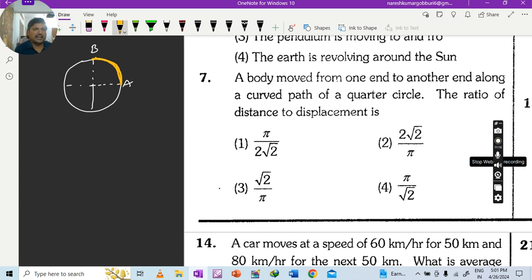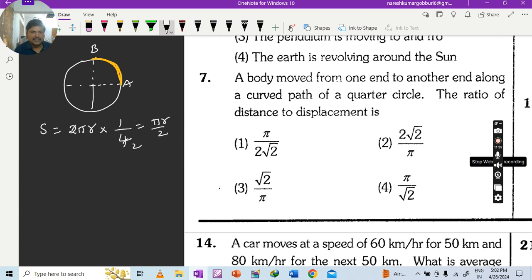This is distance. We already know very well, for one complete circle the distance is equal to 2 pi r. But here the body covered only a quarter circle, that means 1 by 4th of it. That is 2 pi r into 1 by 4. 2 ones are 2, 2 twos are 4. That is equal to pi r by 2.